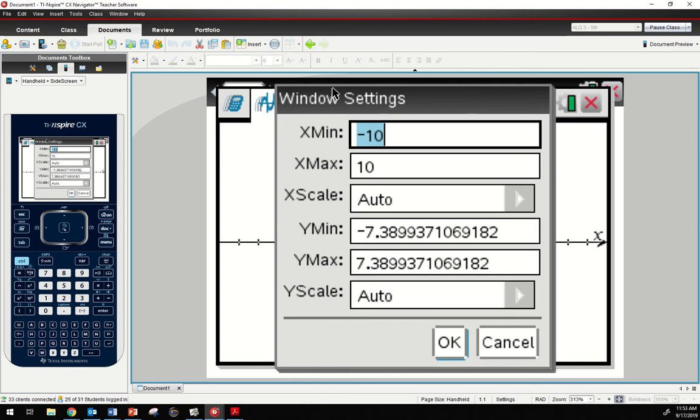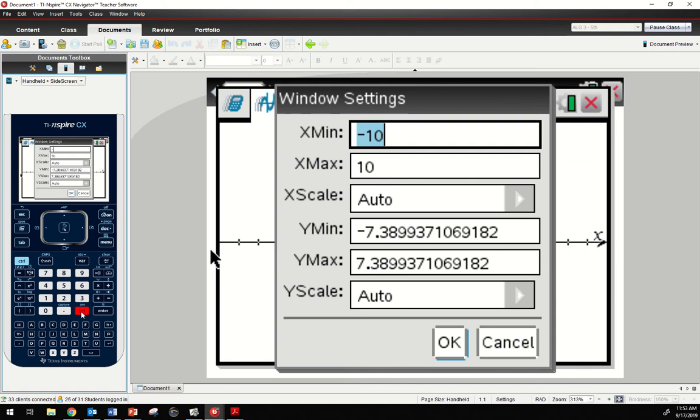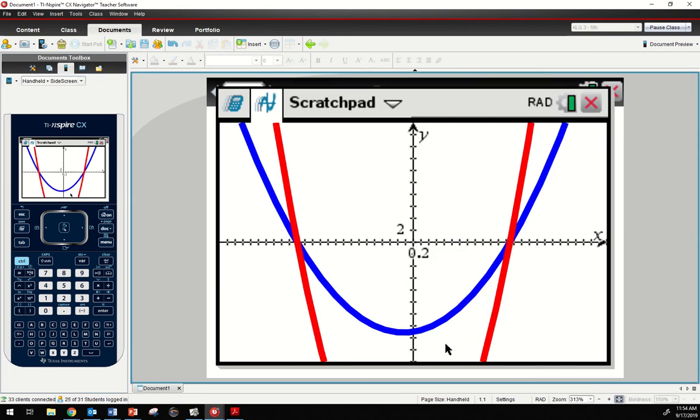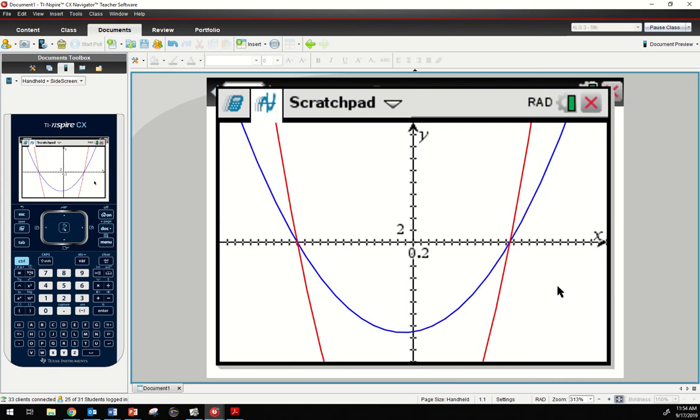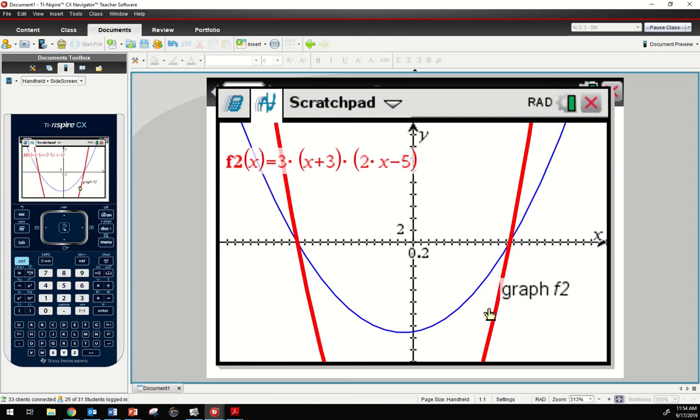So my X min, what did I say the X min was? -5. What's the X max? +5. The Y min, the Y max. So everyone should look like this. Because if you move it, watch. You put it over, it highlights it.